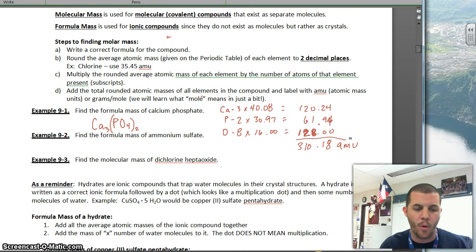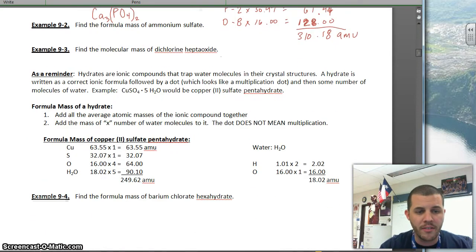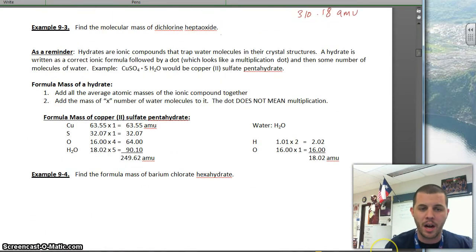Now, later, when we start to understand what a mole is, we're going to use the unit grams per mole. Now we don't know what a mole is yet, but later on we're going to use the term grams per mole. Okay. Let's do one more. Let's do the molecular mass of dichlorine heptaoxide.